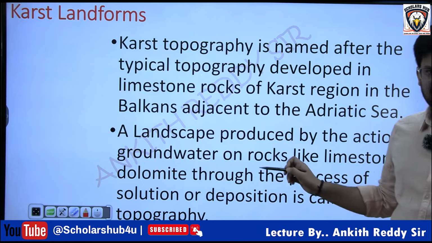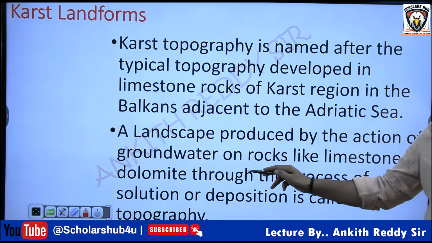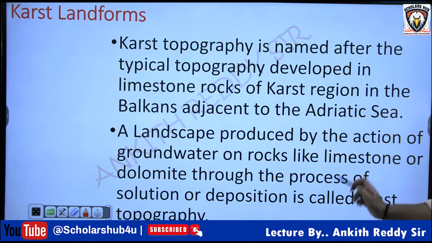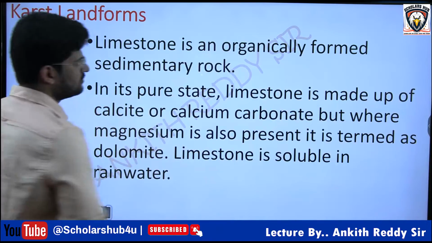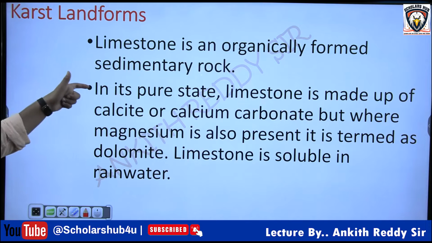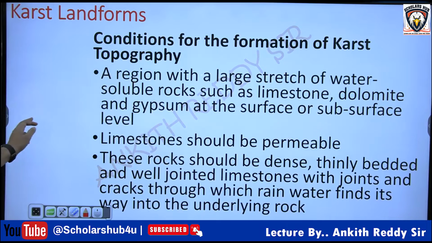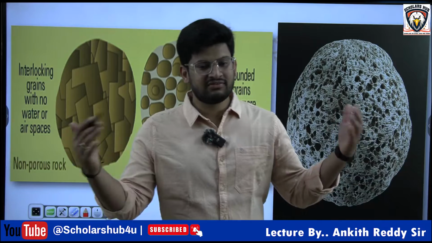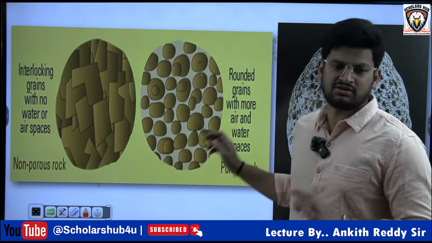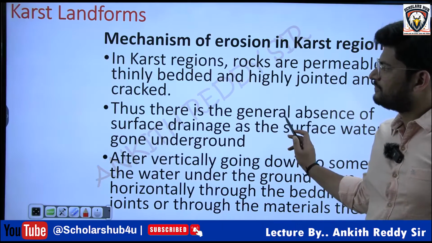Here it is underground water. It is a landscape produced by the action of underground water on the rocks, and mostly it is limestone and dolomite, right? You know that limestone is an organic sedimentary rock which is easily soluble in rainwater. So where do you find karst topography? Where there are limestone-rich rocks. That is the favorable condition for the formation of karst topography.